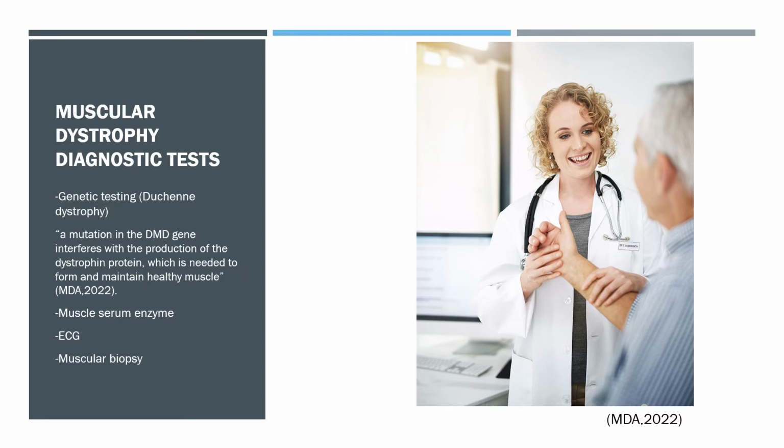Next, we'll go over muscular dystrophy diagnostic tests. This is genetic testing. There are a few different genetic tests to determine what has been done for this, but we want to make sure that we test for muscle serum enzymes, ECG, and muscular biopsy. We want to make sure that the heart is running properly, as it is a muscle that can be affected by this disease.